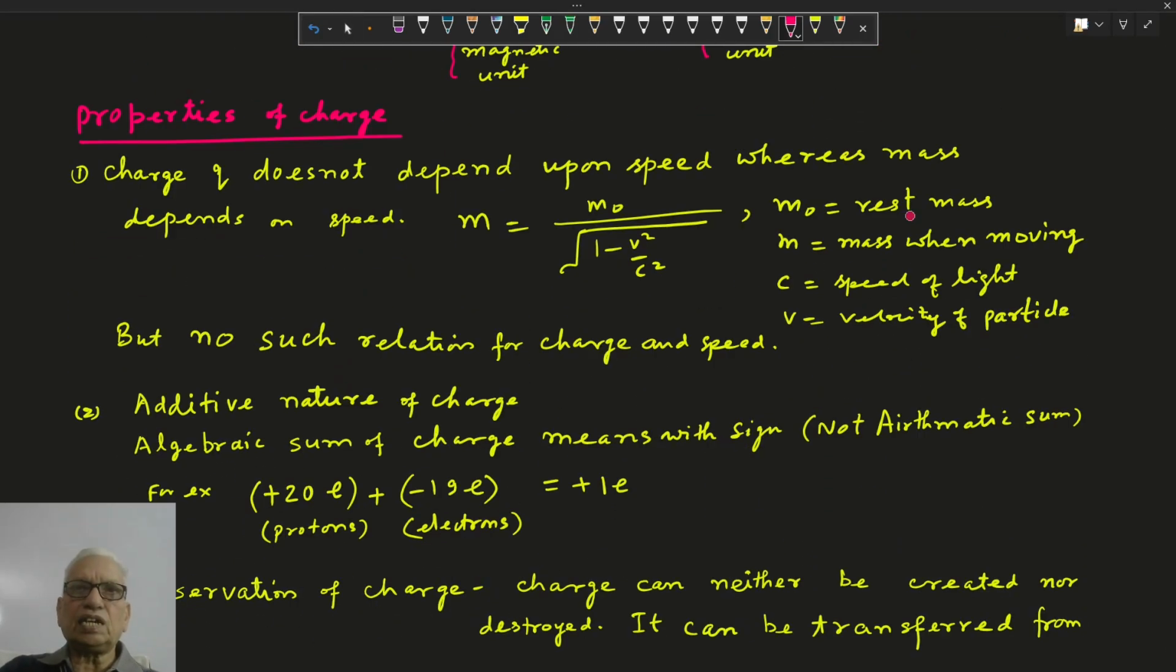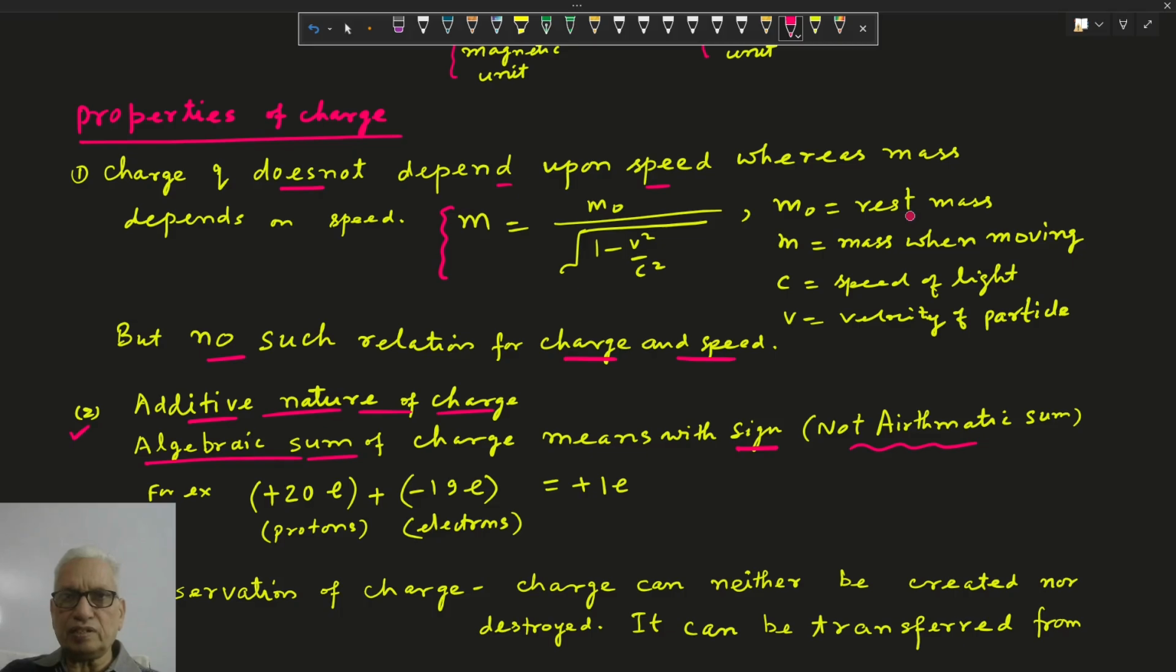Number 1, charge Q does not depend on speed. Mass depends on speed, given by the relation we know, but there is no such relation for charge and speed. So charge does not depend on speed, mass does. Second, additive nature: the algebraic sum of the charges will be there. It means with sign we have to add. It is not the arithmetical sum.